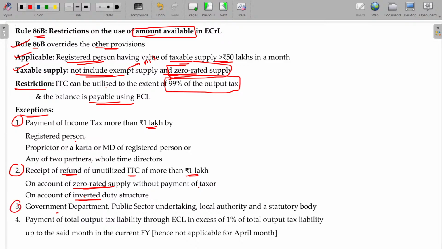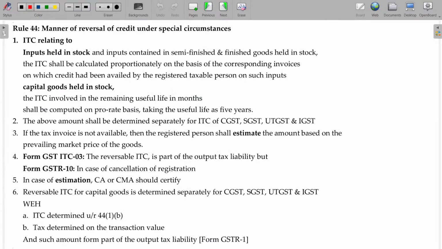And not applicable for the government department, public sector undertaking, local authority and statutory body. And payment of total output tax liability through electronic credit ledger in excess of 1% of total output tax liability up to the set month in the current financial year. This payment of at least 1% is not for every tax period, it's for the whole financial year. We have studied the illustrations along with the payment of tax chapter, so we can skip here.